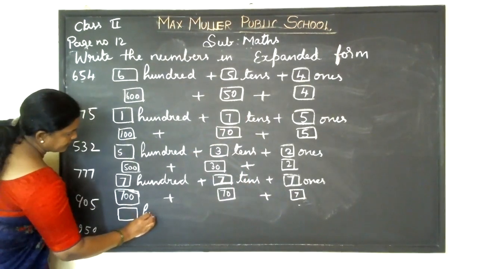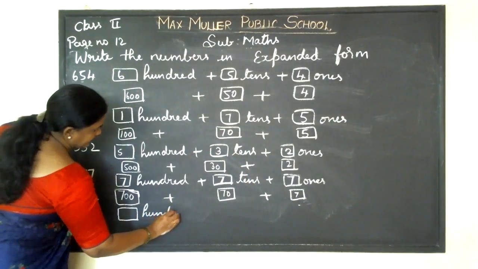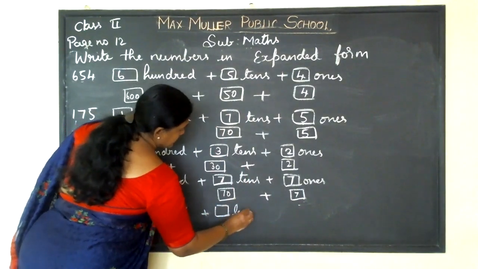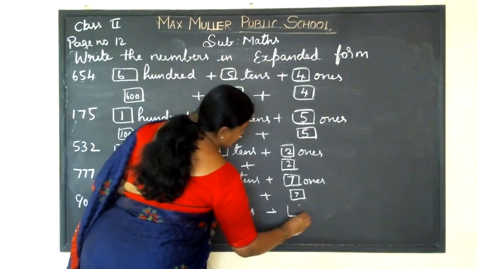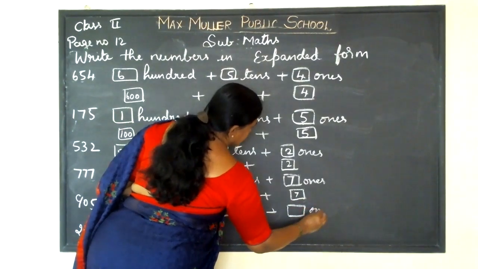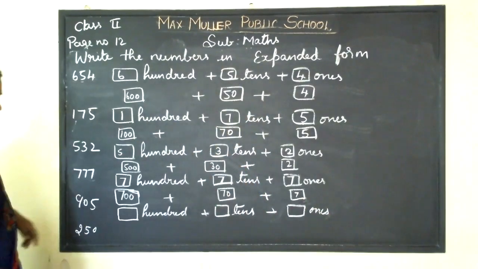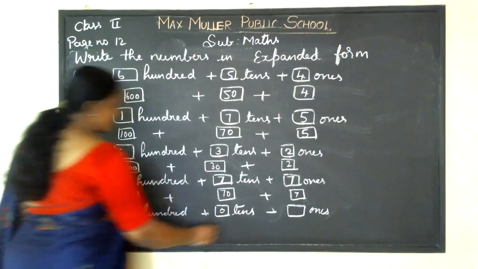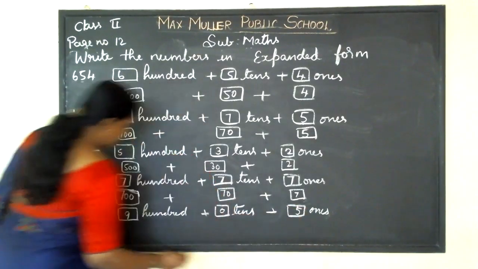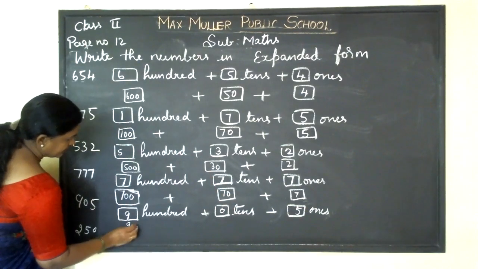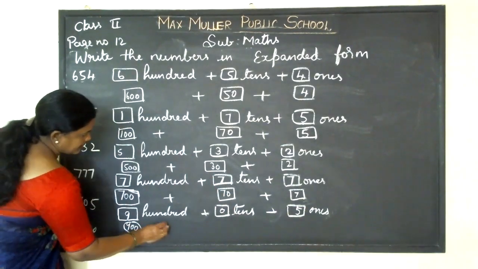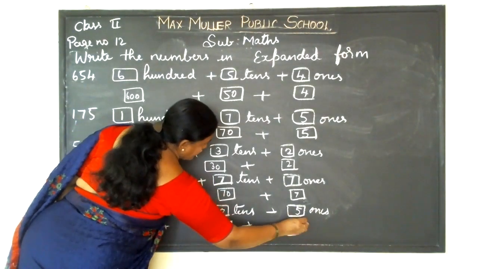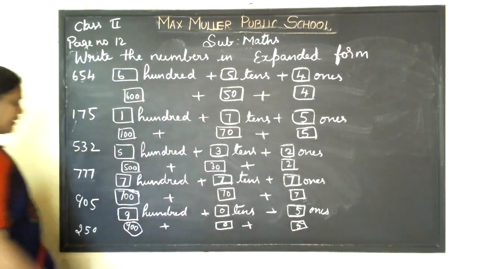Here 100 plus tens plus ones. See, in the hundreds place 9 is there. Tens place 0 you want to write. No number, only 0 is there. So 5 in the ones place, 5. 900 plus 0 plus 5. 905.